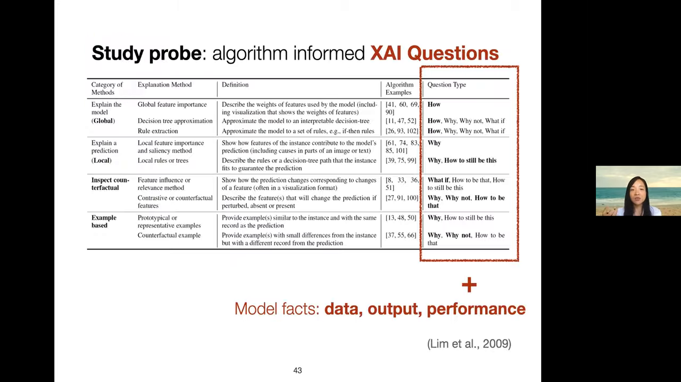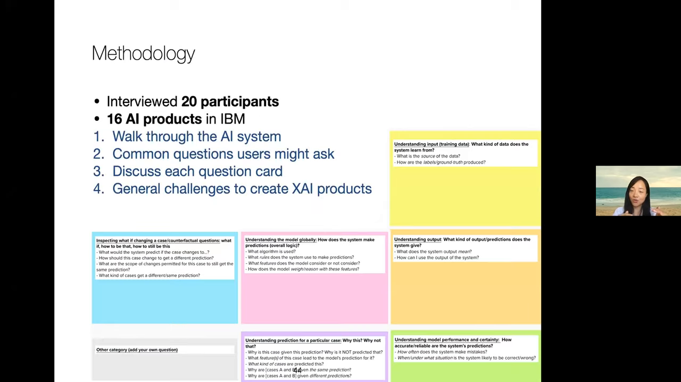So with that in mind, we started with a literature survey. We arrived at this list of explanation methods, and we mapped them to what is the prototypical question this explanation can answer. And we're taking this broader view of explainability. So we also added three categories that relate to model facts rather than the decision process, including the data, the output, and also the performance. So we had these 9 categories of questions. We created this question card. We brought that to our designers.